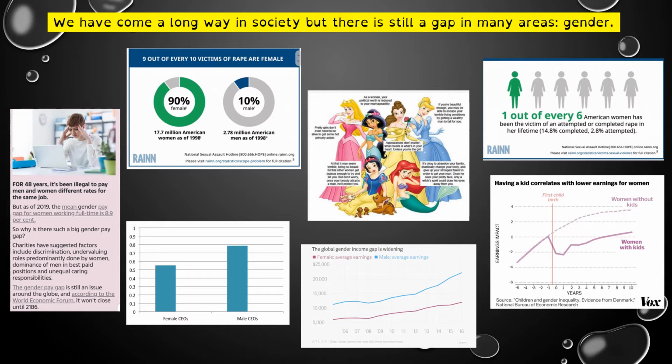I'm talking about the gap in pay between males and females. I'm talking about victims of sexual assault. I've got the picture of the Disney princesses and the way that they are stereotyped and the messages that they feed into our society. So take your time, have a look at those, move on when you are ready.